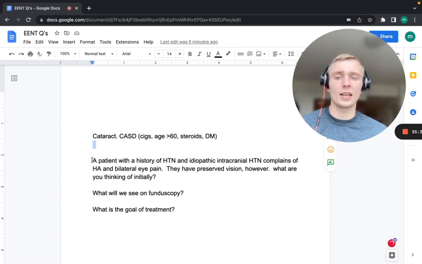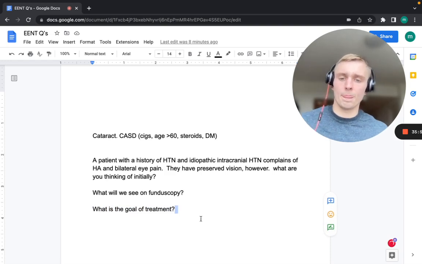Next one is a patient with a history of hypertension and idiopathic intracranial hypertension, so 2 different types, who complains of headache and bilateral eye pain. They have preserved vision, however. What are you thinking of initially? So 2 types of hypertension, preserved vision, bilateral eye pain, and also a headache. What will be seen on fundoscopy in this patient? And what is the goal of treatment of this patient?